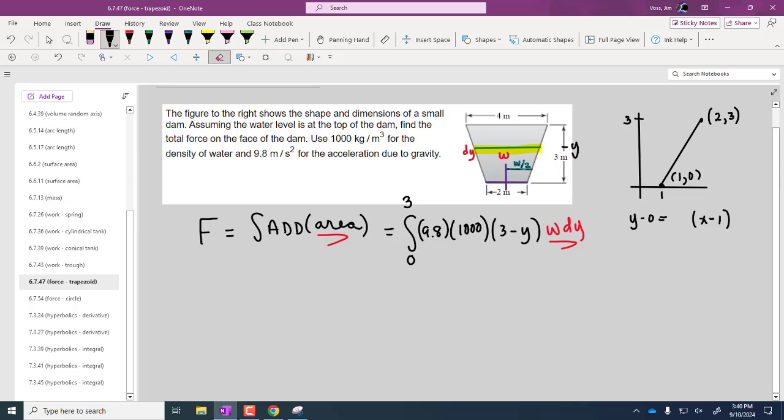So now we just need the slope. Well, the rise is 3 and the run is 1. So it's going to be 3 times x minus 1. Do you see why it's 3? And then we isolate the x so that we're measuring horizontally instead of vertically. So if we want to measure horizontally, we need to isolate the x. So we get (y plus 3) divided by 3.